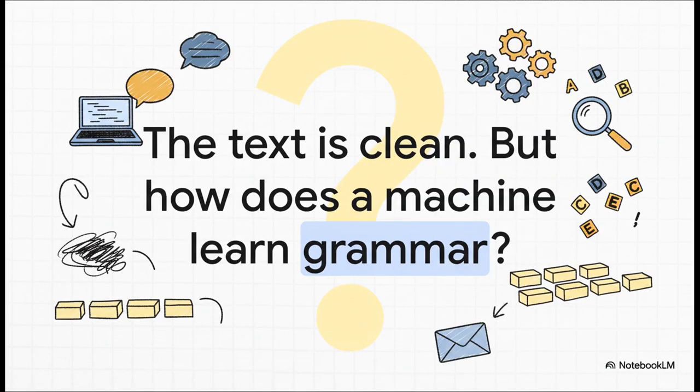So, we have a clean list of meaningful words. That's great, but a list of words isn't a language. How does the machine learn the rules, the grammar, that connects them all together? How does it figure out a noun from a verb? Well, that is the next layer of the onion, and that's a story for another day.